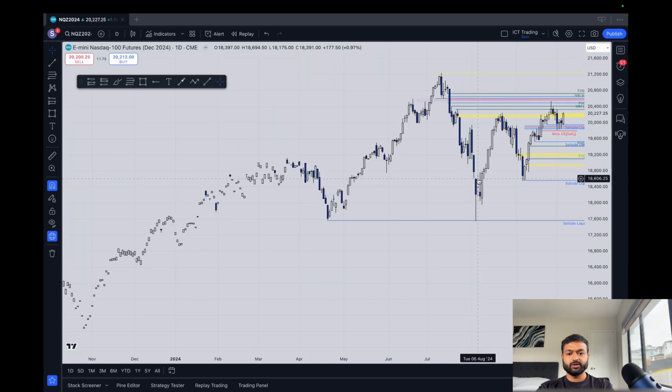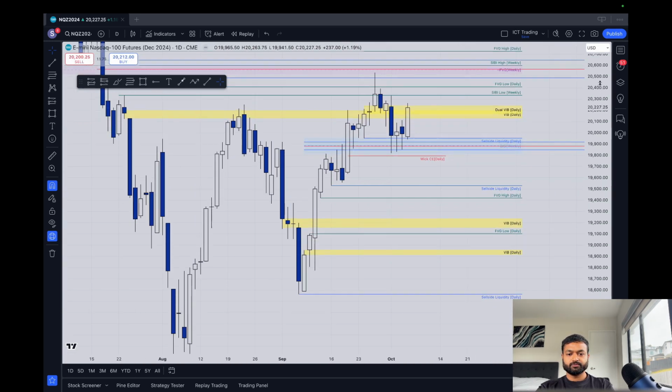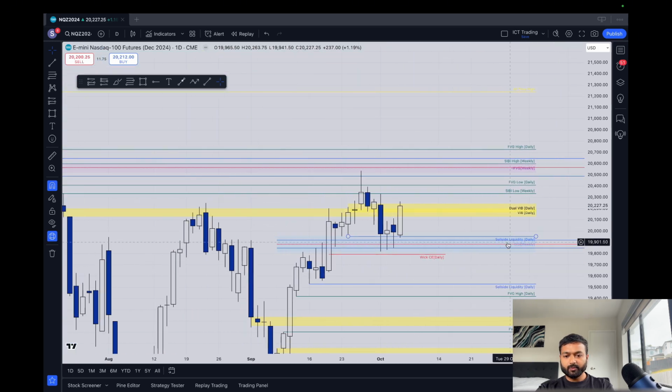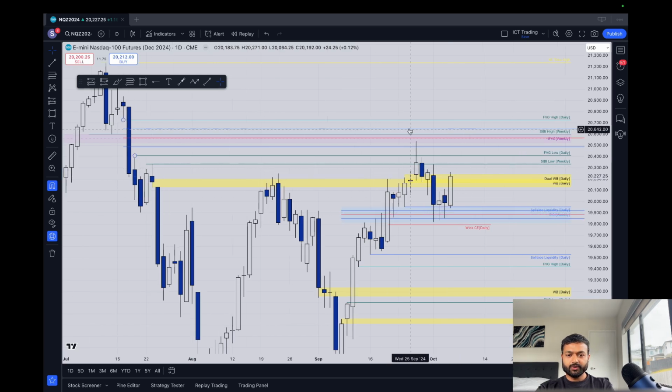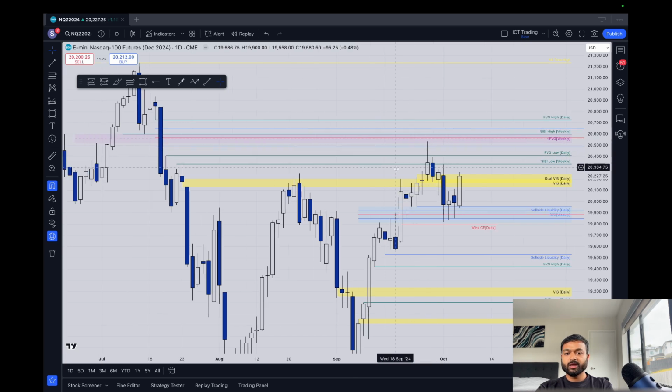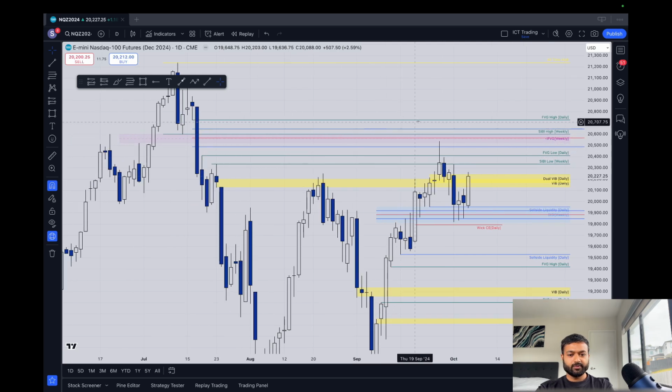On the 1 day, I do like how we retraced into the BISI, this up close candle on the weekly BISI, and then rejected it, and now we're going higher. So I think my main focus is this candle here. This candle was created on Thursday the 26th, and it went into the IFVG on the weekly chart. And then we got rejected lower.